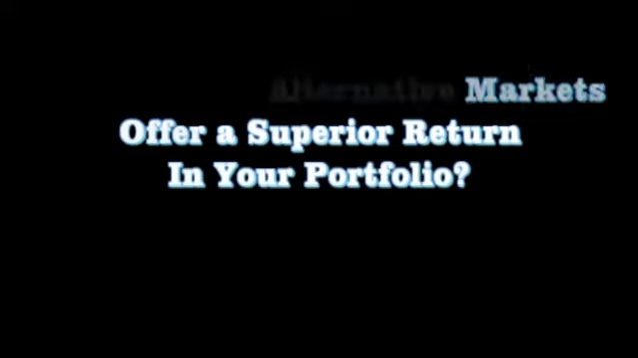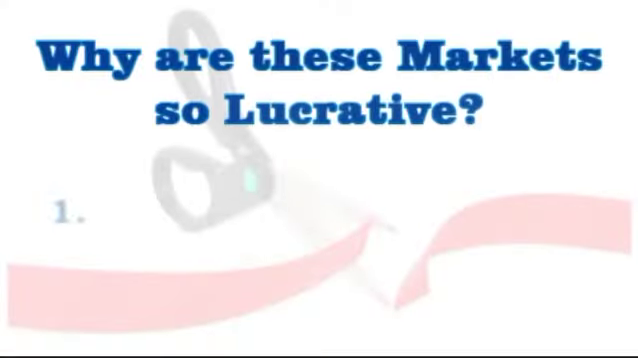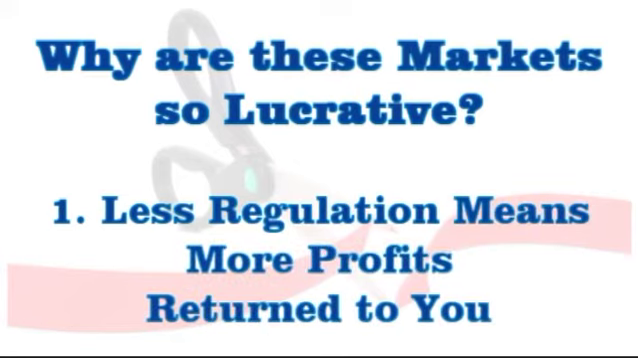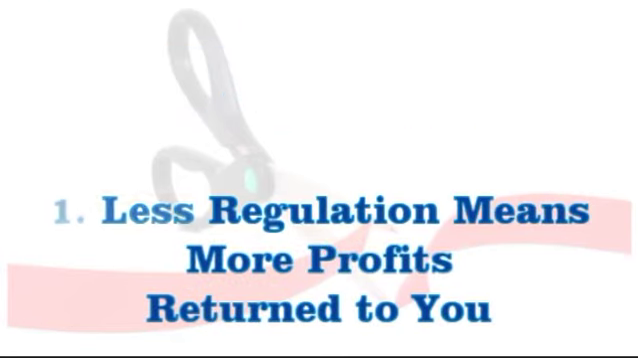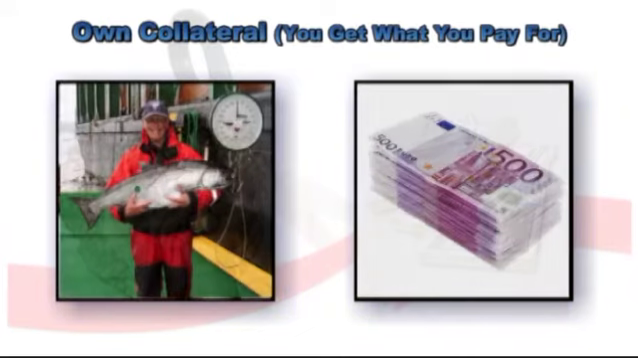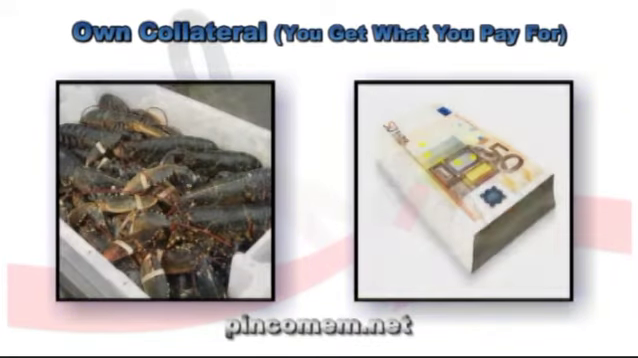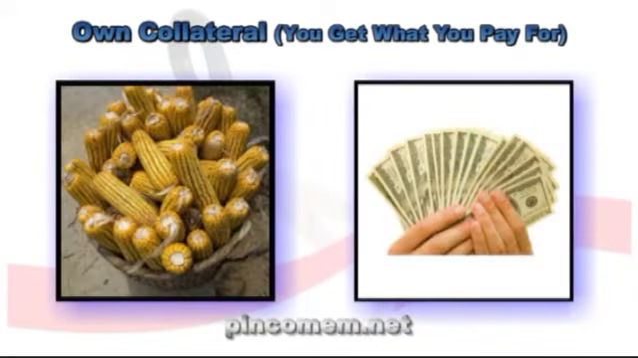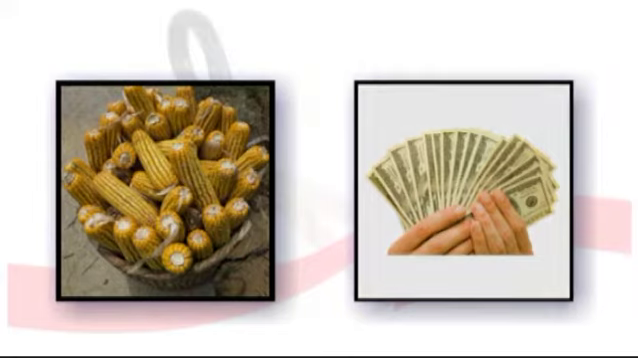How can the alternative markets offer a superior return in your portfolio? 1. These markets are far less regulated than the traditional markets, so much more of the profit is returned to you, the investor. Why is there less regulation in these markets? A. The financial instruments being traded, commodities and currencies, act as their own collateral. If a trader purchases 1 ton of corn, that trader owns 1 ton of corn, even if the value of that corn moves differently than expected.